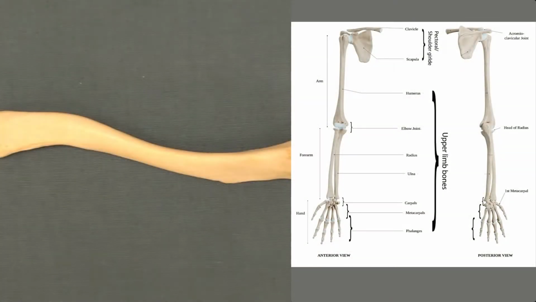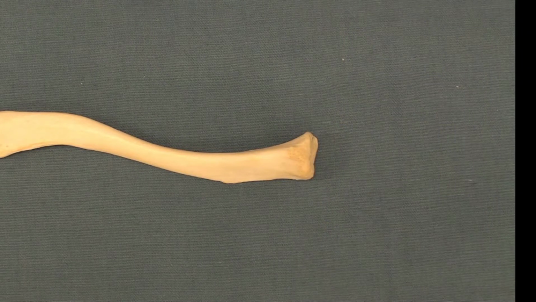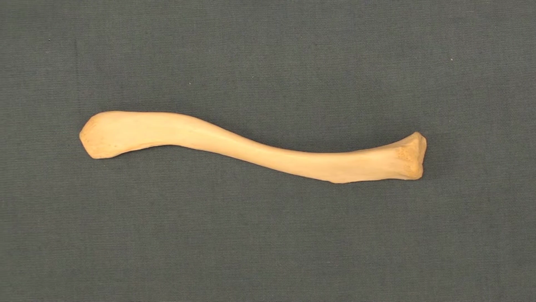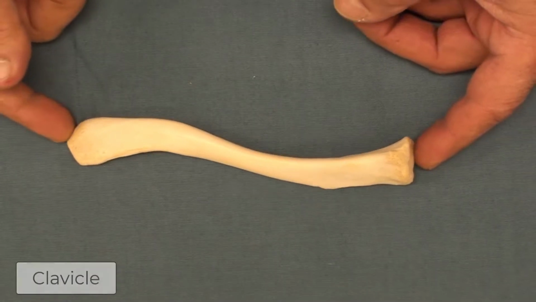As you may recall, the appendicular skeleton includes the pectoral girdle or shoulder girdle, pelvic girdle, upper limb and lower limb bones. In this video, we are going to walk you through the pectoral or shoulder girdle, which includes clavicle and scapula, and the upper limb bones. The bone that you are looking at is clavicle.